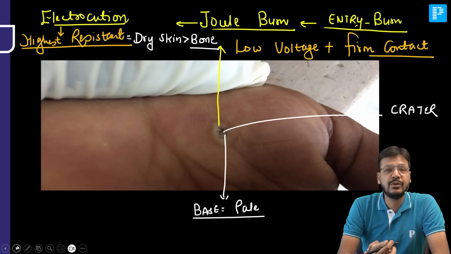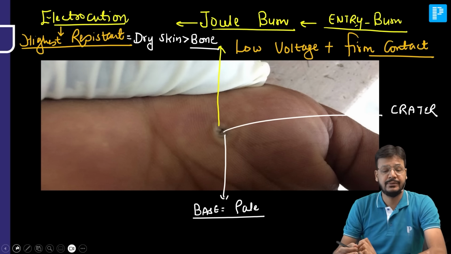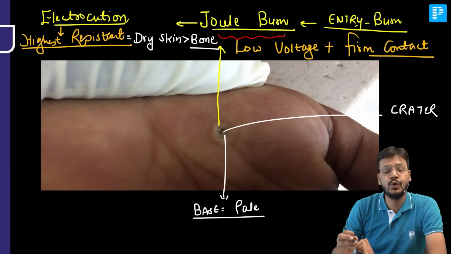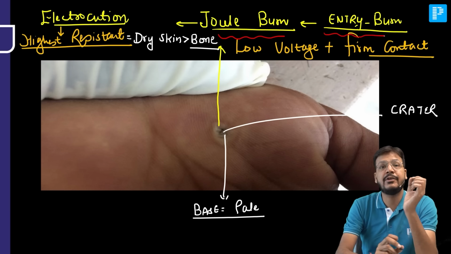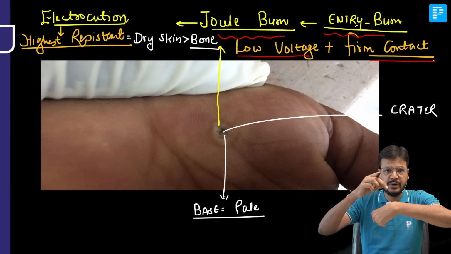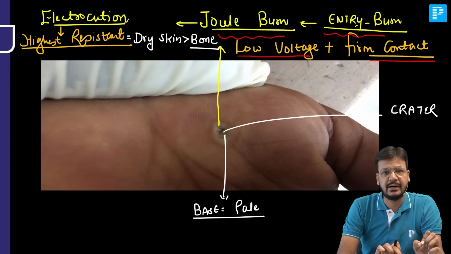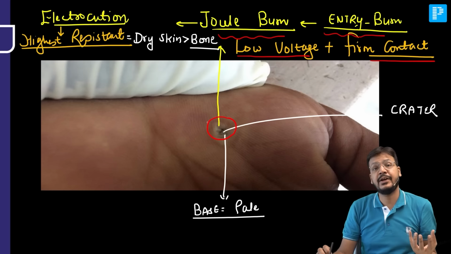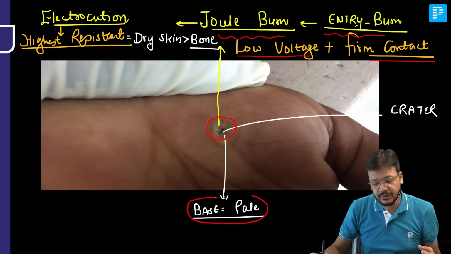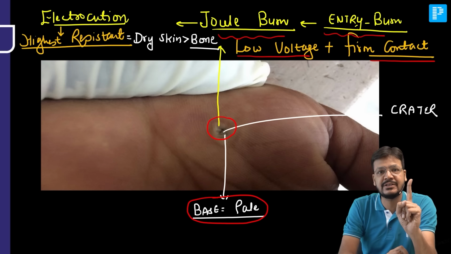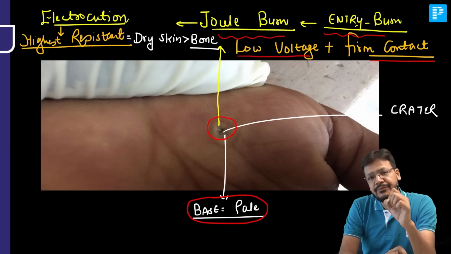Now, sir, we are coming to a very, very important burn, that is electrocution. Friends, a few questions you can get in electrocution. There is a burn which is known as joule burn. This joule burn is an entry burn. My dear friend, this joule burn is seen when there is low voltage and firm contact. It is a crater shape and the base is pale. How to remember: J for Jhatka, J for joule burn. But just remember one concept, low voltage and firm contact.